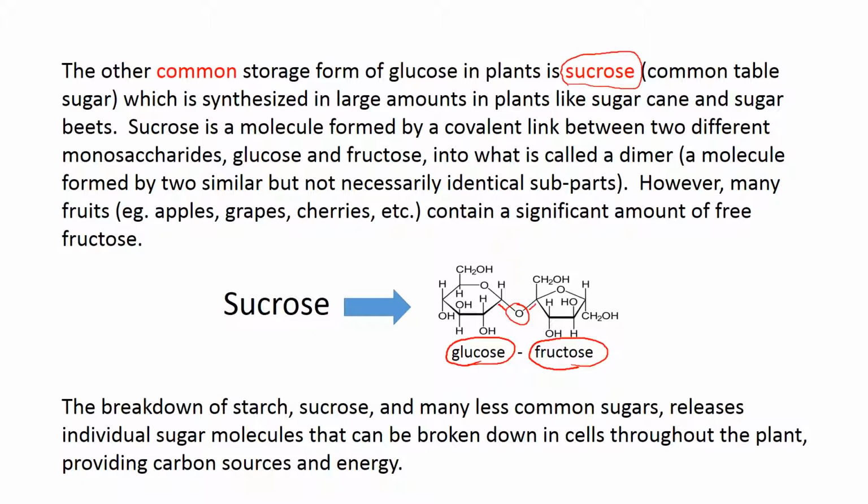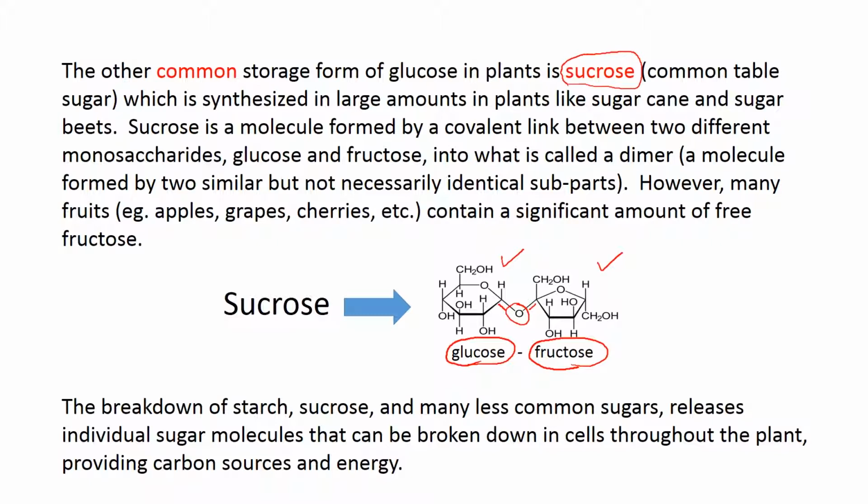So in this case we have glucose, which is a monosaccharide, and fructose, which is a monosaccharide. They're not identical, but yet they form a dimer, and this is a dimer of two monosaccharides. However, as I said earlier, many fruits, for example apples, grapes, cherries, etc., contain a significant amount of free fructose, and they don't have large amounts of sucrose, so it depends on the type of fruit.